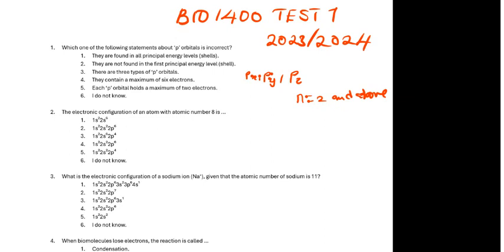So they contain a maximum number of 6 electrons, since there are 3, and in each you have 2 electrons. Each p orbital holds a maximum of 2 electrons. So 1 is the answer. This is not true.